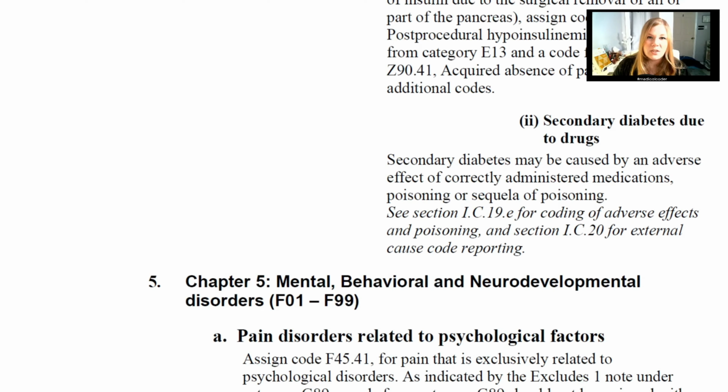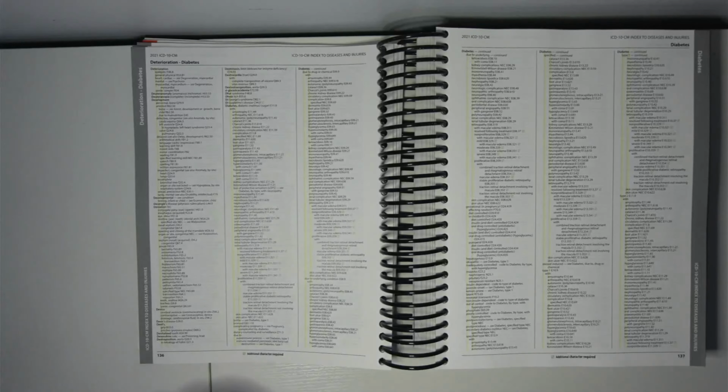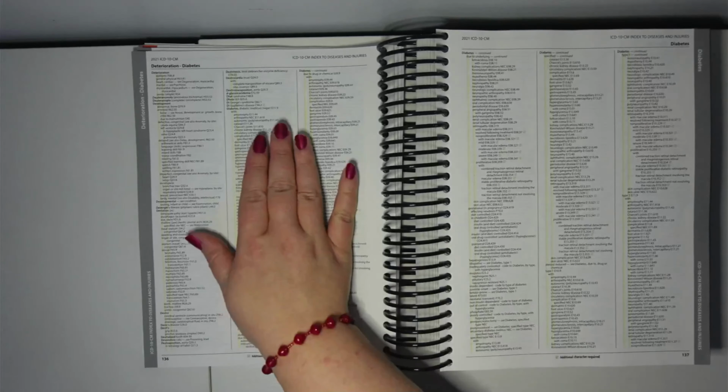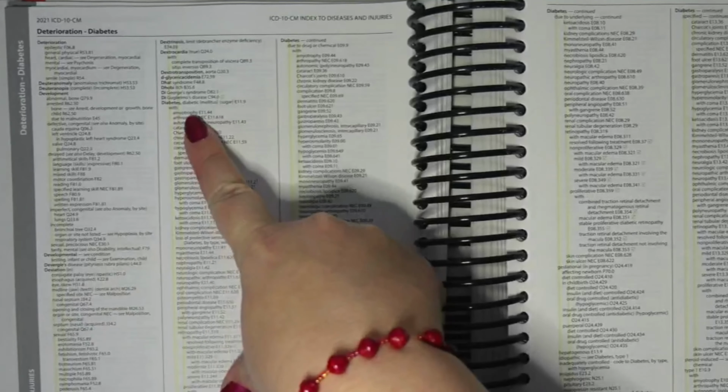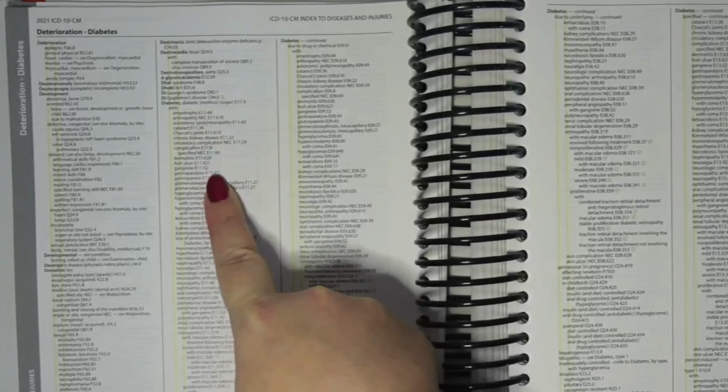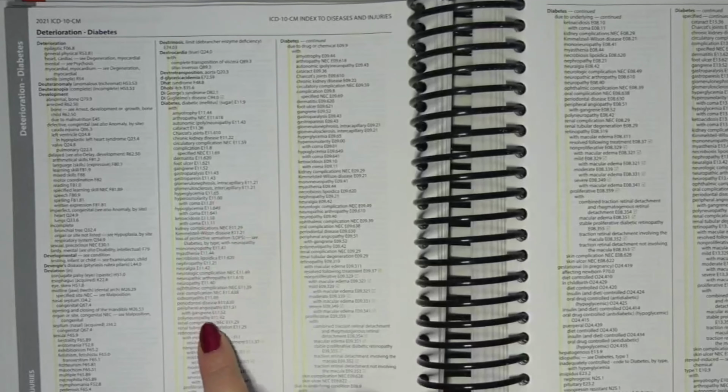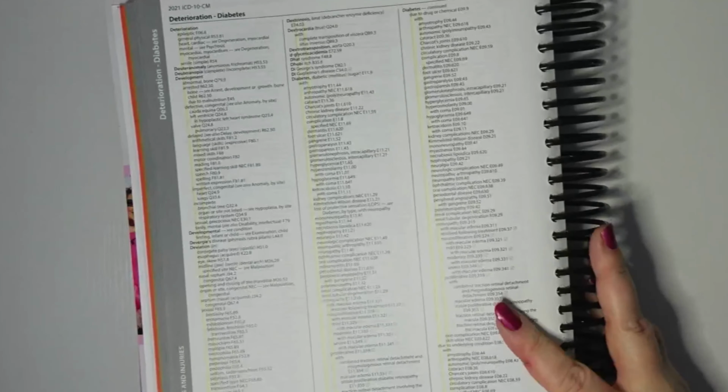The other thing I want to discuss in regards to diabetes before we move on to Chapter 5 is diabetes with. If you look under your alphabetic index for diabetes, where it says diabetes and with, anything that comes under that term with in the alphabetic index assumes a cause and effect relationship. So let's take a look here and see. I'll flip over so this is a little bit easier to read.